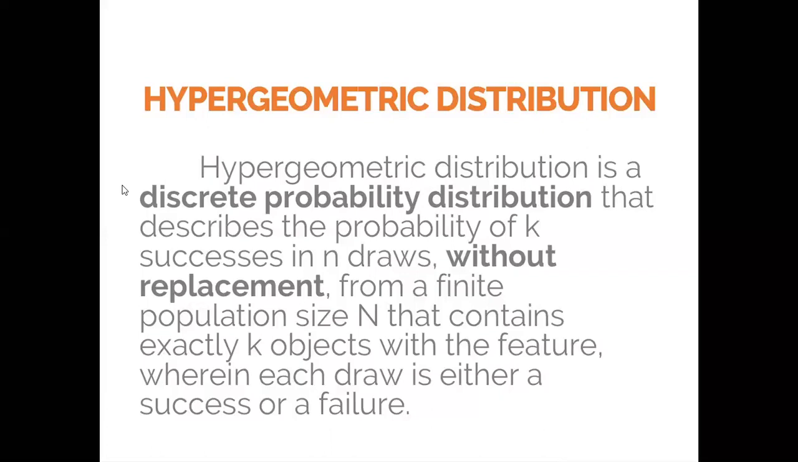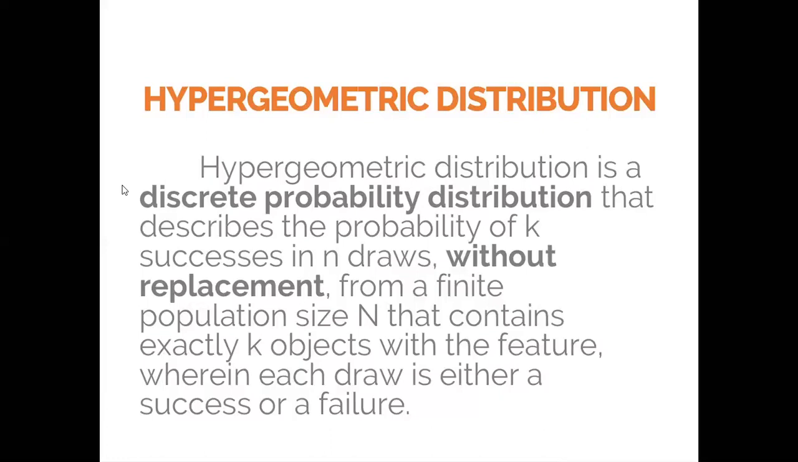So without replacement. Ibig sabihin kung meron tayong sample space, meron tayong population, once na nag-take out na tayo ng portion sa kanya, yung remaining dun sa population natin, yun yung bagong population natin na yung value niya is less than one sample taken from the first probability.